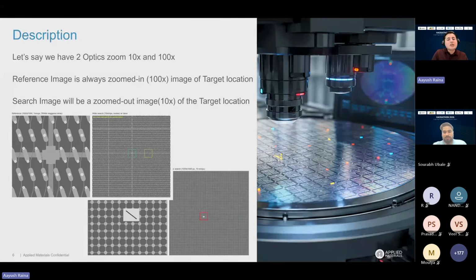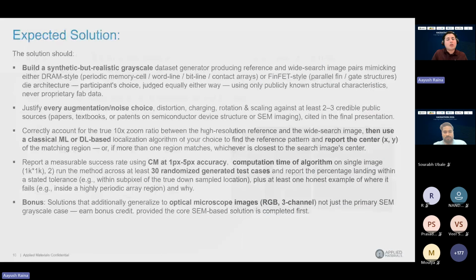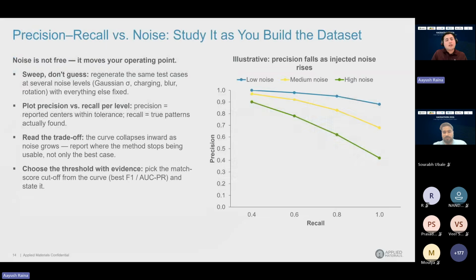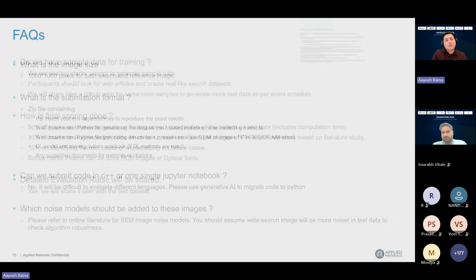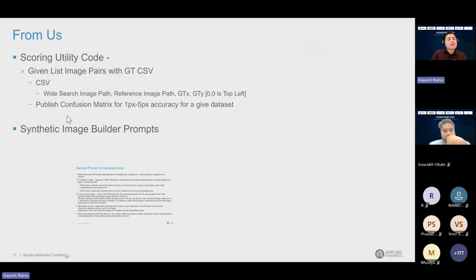So the final CSV which you have for training an ML model will contain the location where you kept it. Let's say here. The final CSV will have the paths and will have the ground truth X and ground truth Y of that tile where you placed it in the wide search image. Is it clear, Mahalakshmi? Can you give a thumbs up?